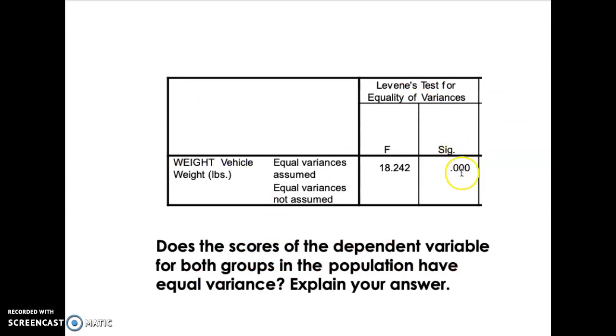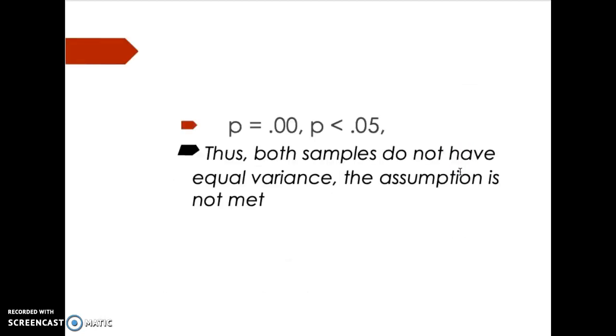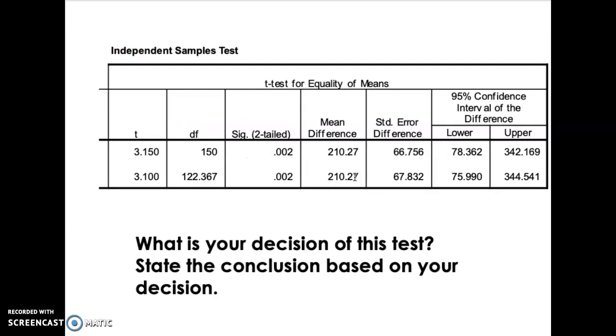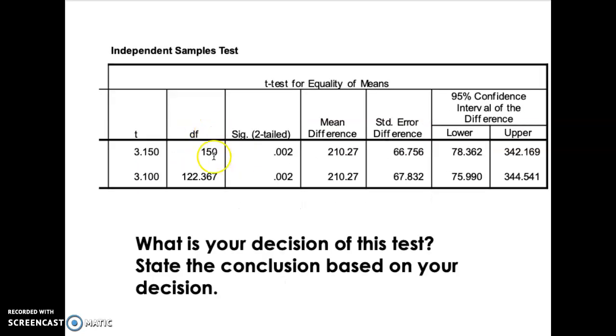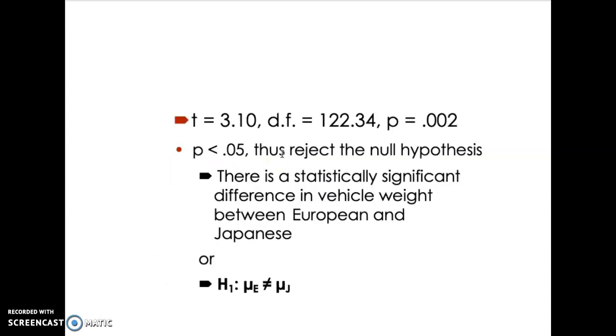In this case, the p-value is less than 0.05. So what does it mean? Both samples do not have equal variance and the assumption is not met, because the p-value should be more than 0.05 to get equal variance. So you will need to read the second row, not the first row. So what is your decision? When reading the second row, t is equal to 3.15, df is 150, and the p-value is less than 0.05. Thus, we reject the null hypothesis, saying that there is a statistically significant difference in vehicle weight between European and Japanese.